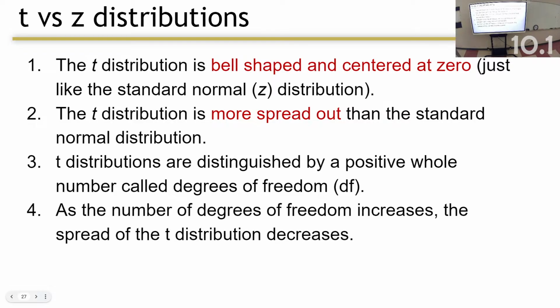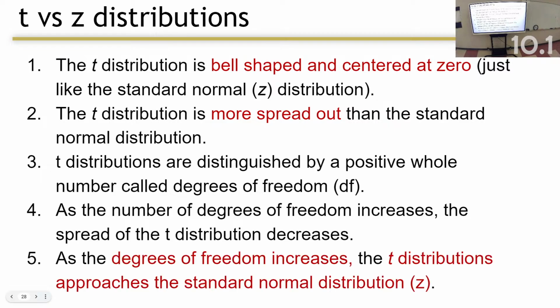As the number of degrees of freedom increases, the spread of T's will decrease. You can kind of think of it as sample size. As your sample size increases, your variability decreases. As your degrees of freedom increase, this spread will decrease. And if it decreases, it's going to make it taller. Okay? And at some point, a t distribution will become a z distribution.